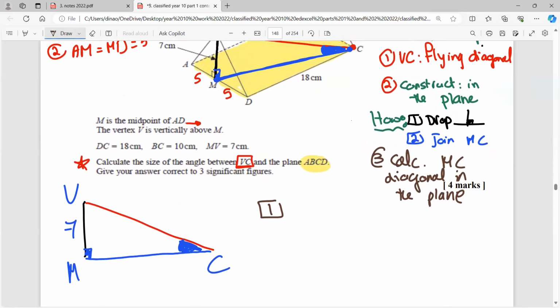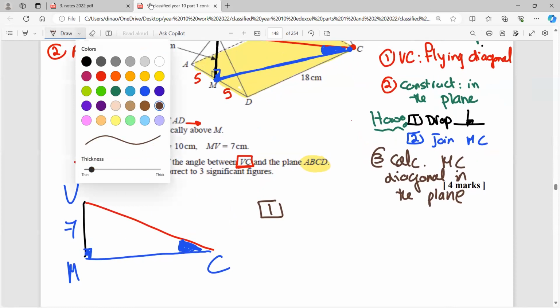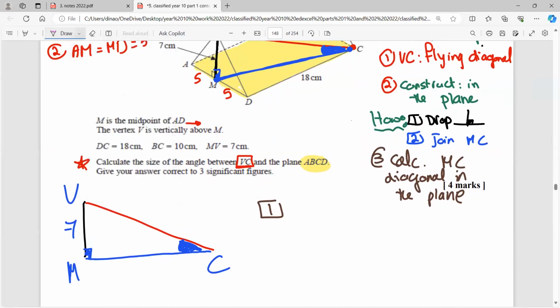How do I calculate this diagonal? I will take this triangle outside here. MDC. This is M, this is D, this is C. Okay? Notice that this D is 90 degrees because it says a horizontal base, meaning a rectangle.